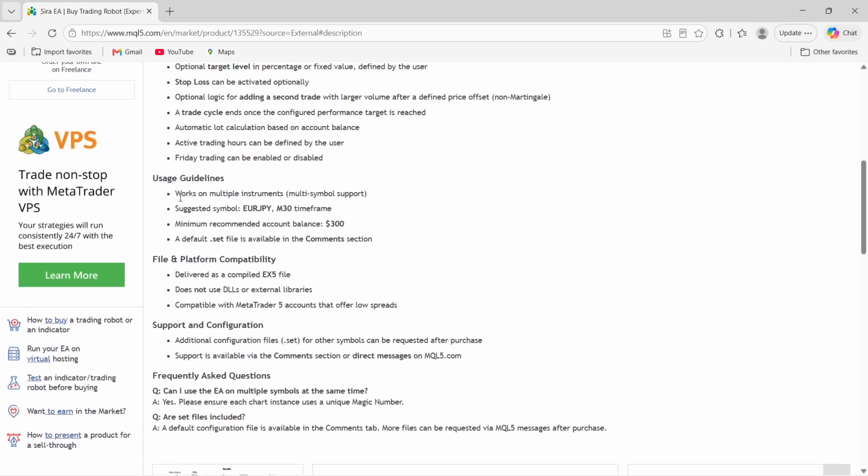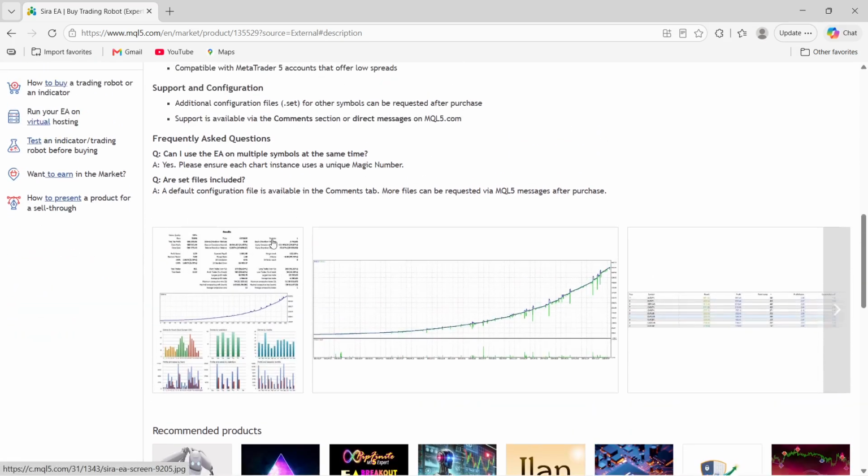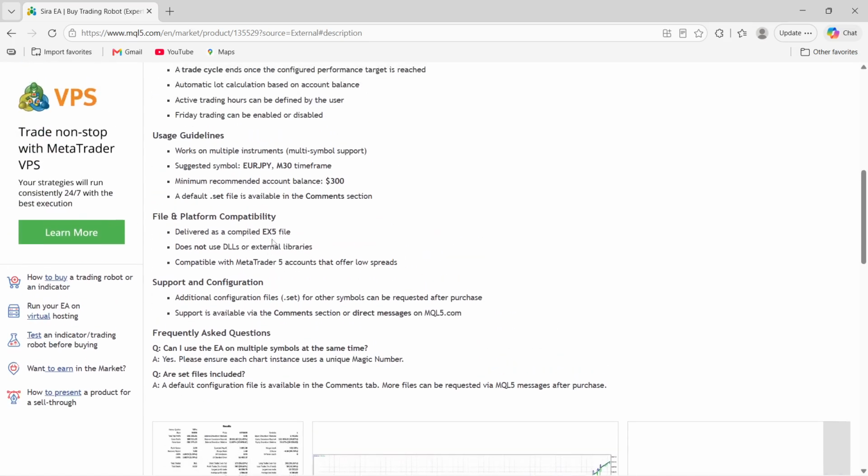Right, so what are the user guidelines? Okay, he claims it works on multiple instruments, and the suggested symbol is EURJPY on the 30-minute time frame. So we're going to be carrying out our backtests using the suggestions from the developer to see if it actually meets up with what we have in the screenshots below, which we'll be getting to very soon.